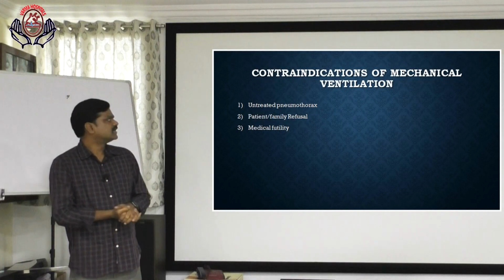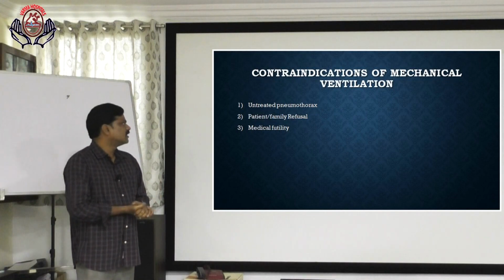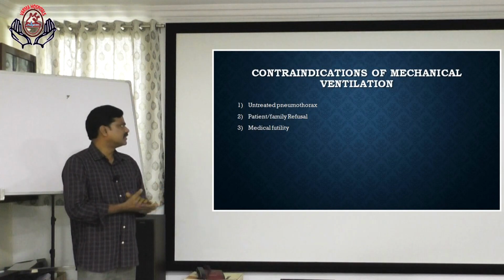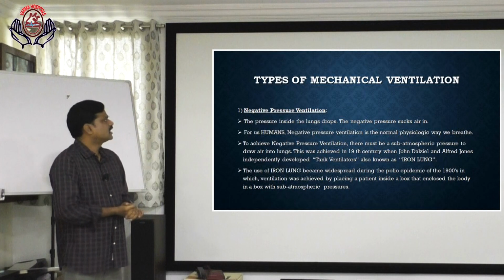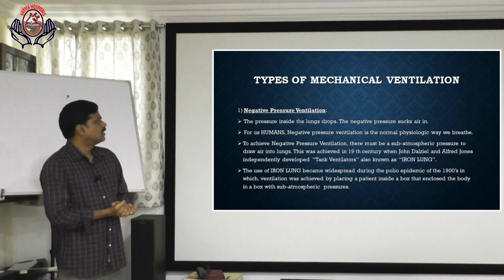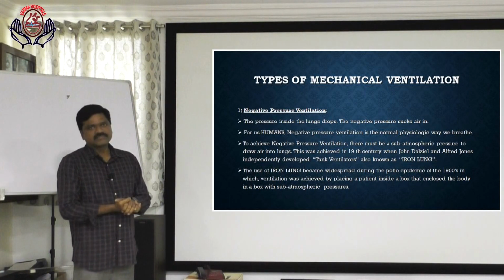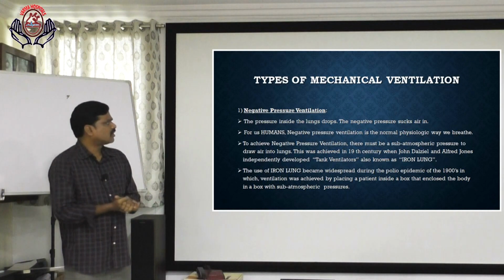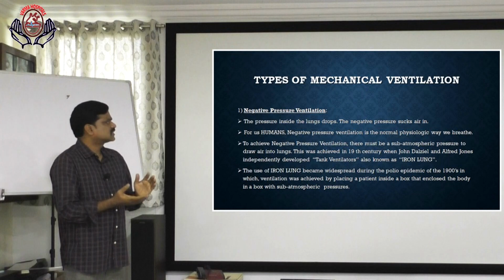Contraindications of mechanical ventilation: untreated pneumothorax, patient or family refusal for mechanical ventilation, medical futility. Types of mechanical ventilation: negative pressure ventilation. The pressure inside the lungs drops, and the negative pressure sucks air in.